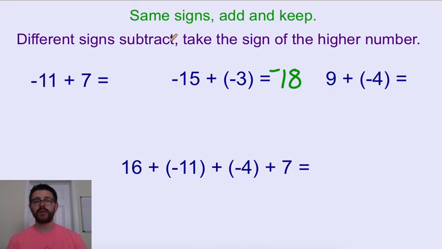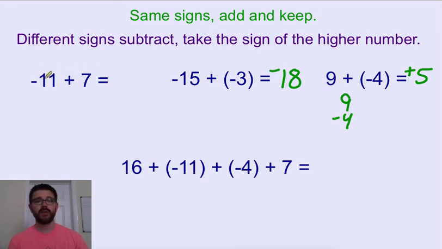Now, if they have different signs, you're going to subtract and then take the sign of the bigger number. So think of it as a battle between the positives and the negatives. So +9, I have 9 positives. I only have 4 negatives. So I know the positives are going to win. And then I just subtract. 9 minus 4 is 5. There are 5 more positives than negatives.